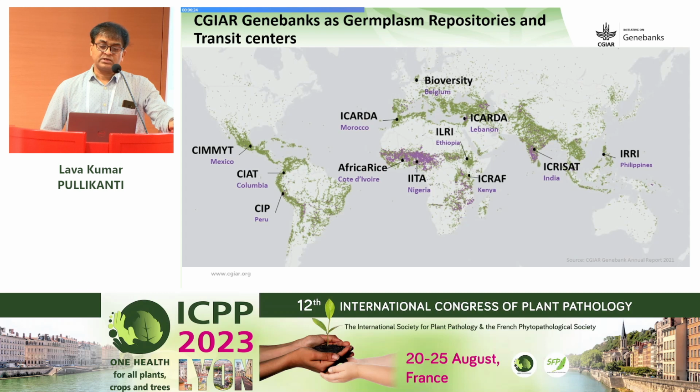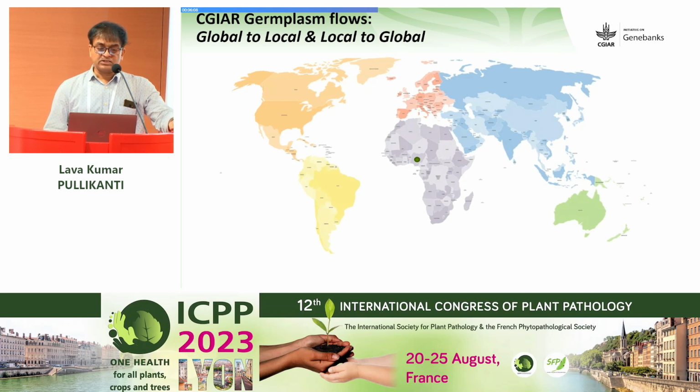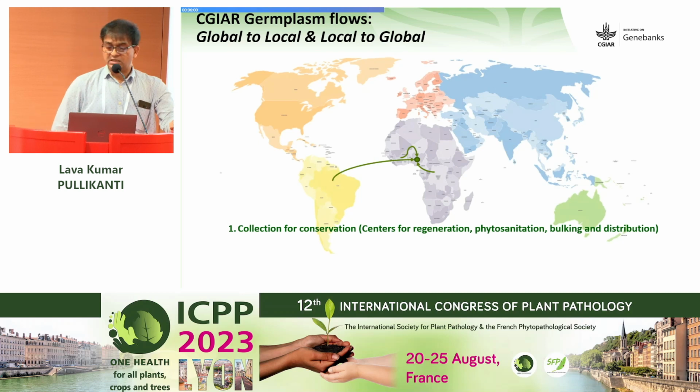So what you see on this map, every green dot and purple dot, are all the locations from which the germplasm has been acquired over the last 50 years. And from there, the material has been moved, and then conserved in the CG gene banks. This is pretty much a global resource that we are hosting. How do these germplasm flows happen? Just like the commercial seed example that was shown in the previous presentation, most often the collections are made from different countries, and they are moved into the gene bank location, and there is a process involved. So from centers of production to the gene banks, there is a process involved with regeneration, phytosanitation, and then regeneration for seed bulking and distribution.